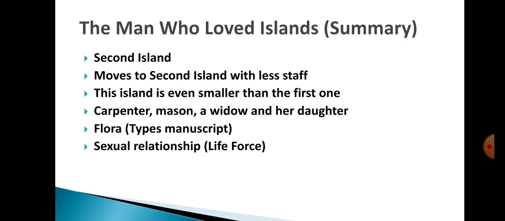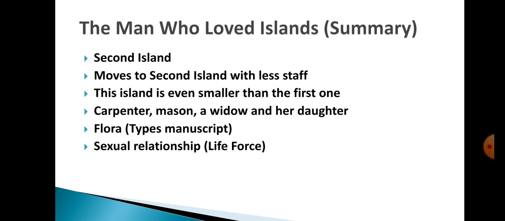Carpenter, mason, a widow and her daughter are there with him on this island. The name of the daughter of that widow is Flora. Flora is a girl who is probably 30 years old. And one thing more, that he lives 4.5 years on the first island. When the story starts, he was 35 years old, and he spends 4.5 years over there on the first island. So on the second island, he might be around 40 years old, 39 plus.